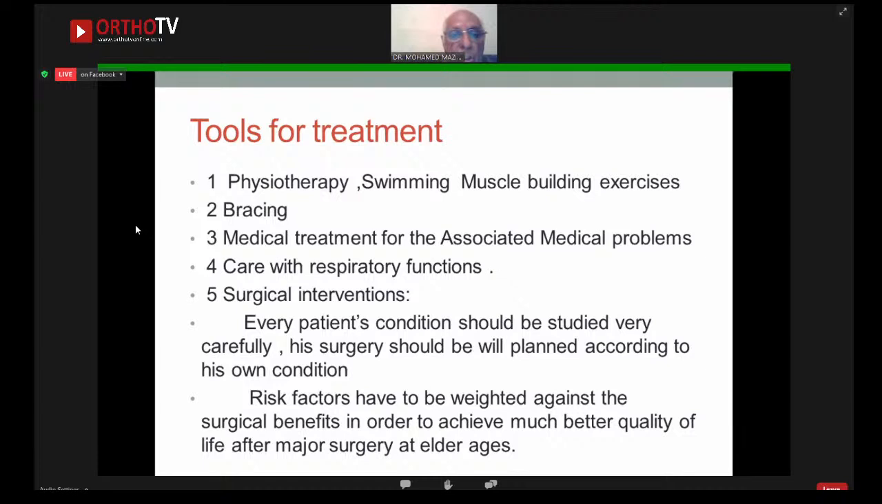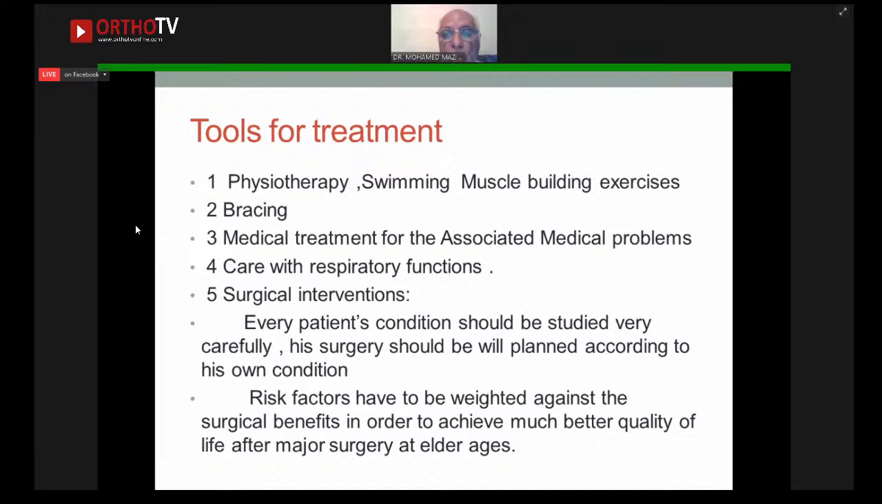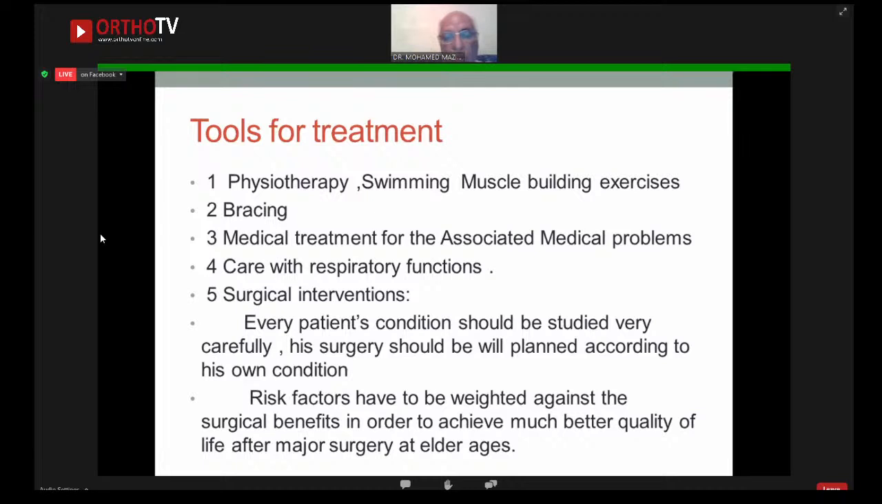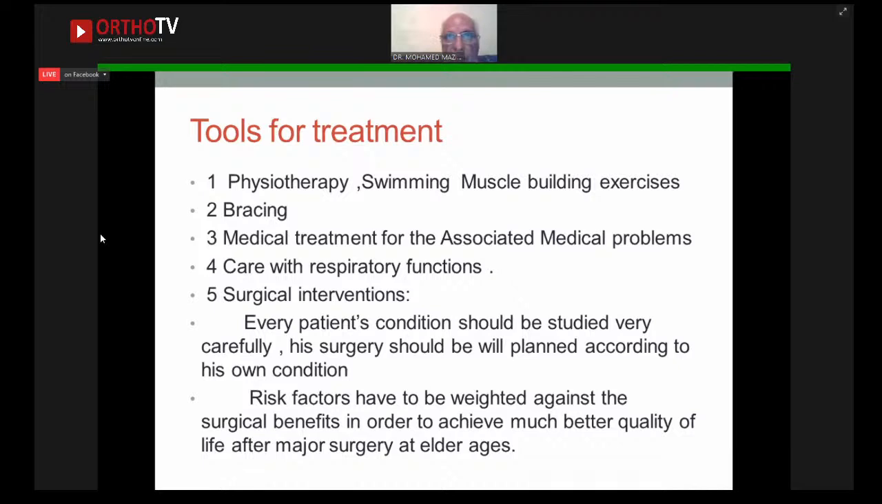Every patient's condition should be studied very carefully. This surgery should be well planned according to his own condition. Risk factors have to be weighed against the surgical benefit in order to achieve a much better quality of life after major surgery at an elder age. You can do very big surgery, you are satisfied about the alignment, and the patient is not happy with the result at this age.